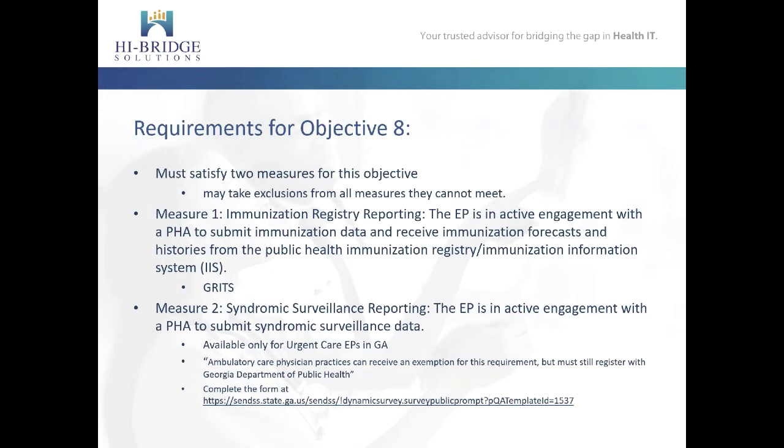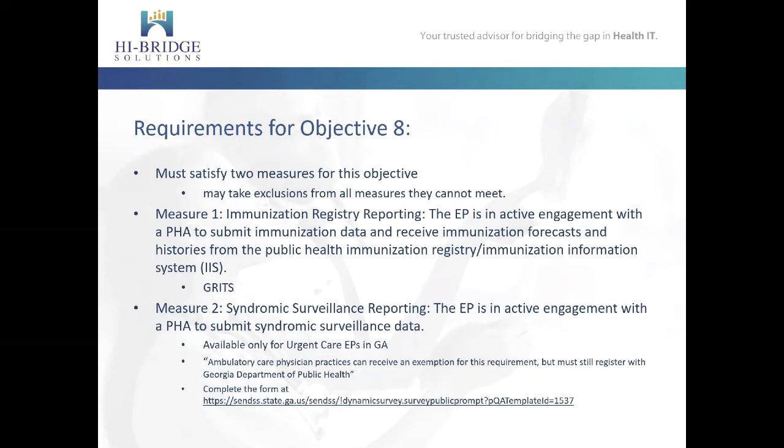Measure 1 of Objective 8 is immunization registry reporting, where you are in active engagement to submit immunization data. For Georgia, that's GRITS. And you should have an interface with GRITS and be able to submit this data electronically through your CEHRT. There's several different ways to do that. It is dependent on your EHR. I'm not going to go into them here. That's something you talk one-on-one with your field manager about.